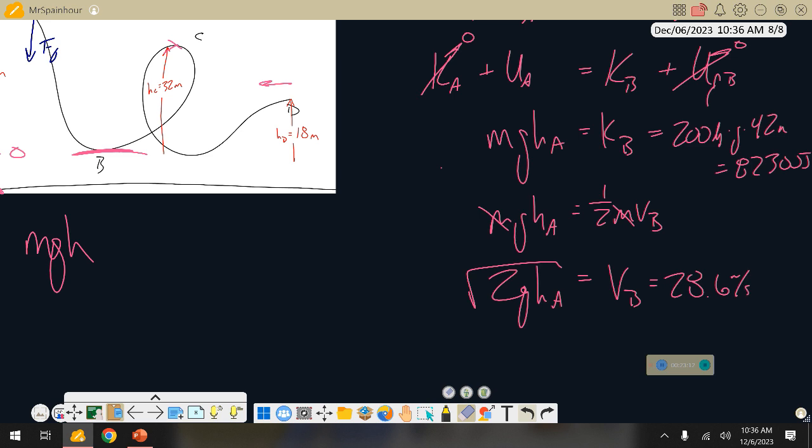28.6 meters per second, which is stupid fast. It's like 65 miles an hour. It's insanely quick. Now, here's what I want you to do, okay? I want you to take those ideas and go find kinetic energy and speed at C.